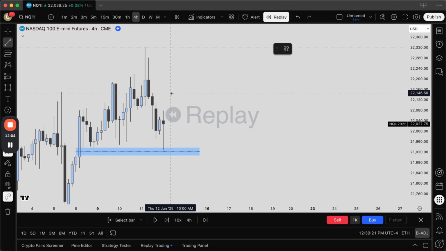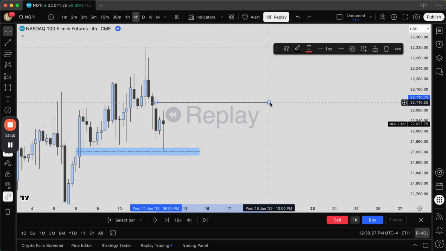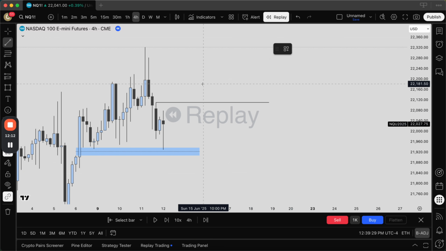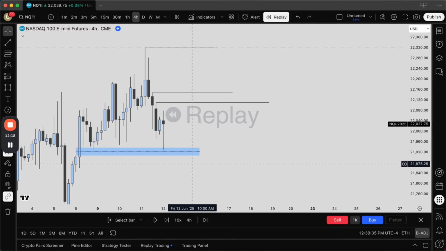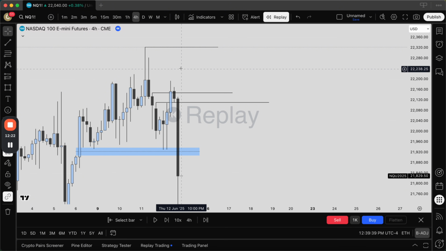And so naturally my draw would be, I don't know, this seems a bit far. My short-term draw would be here, and then my mid-term draw would be here. And then I guess my long-term draw would be this high right here. So let's see what happens. Okay, both those draws taken.